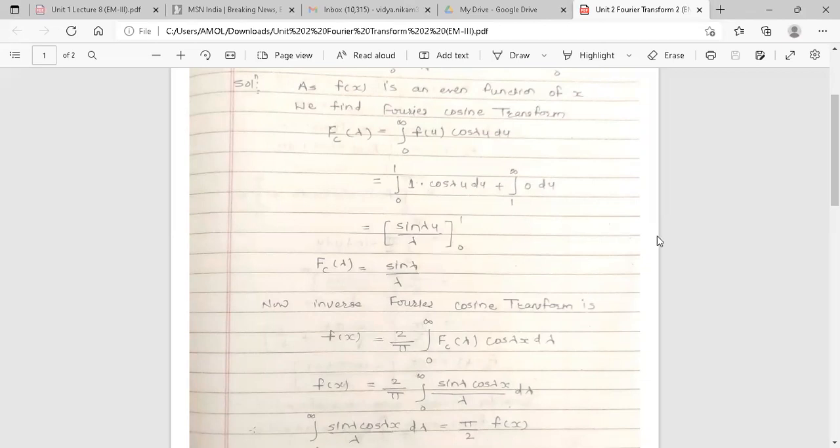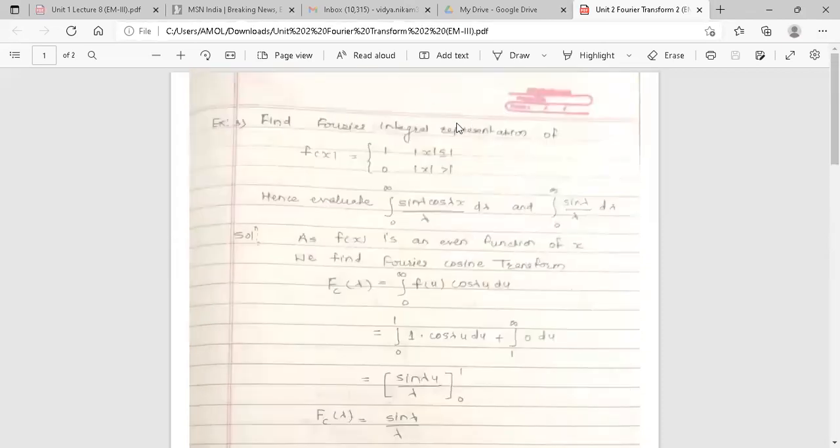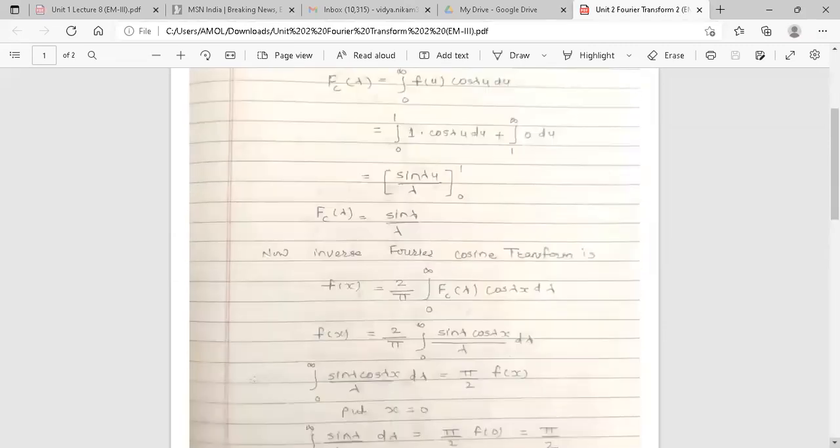Okay. Now here we want the Fourier integral representation, which means we want the inverse Fourier transform, but the function is even. So you find the inverse Fourier cosine transform, and the formula is here: f of x is equal to 2 upon pi into integration of 0 to infinity Fc lambda into cos lambda x d lambda. This is the formula of the inverse Fourier cosine transform.